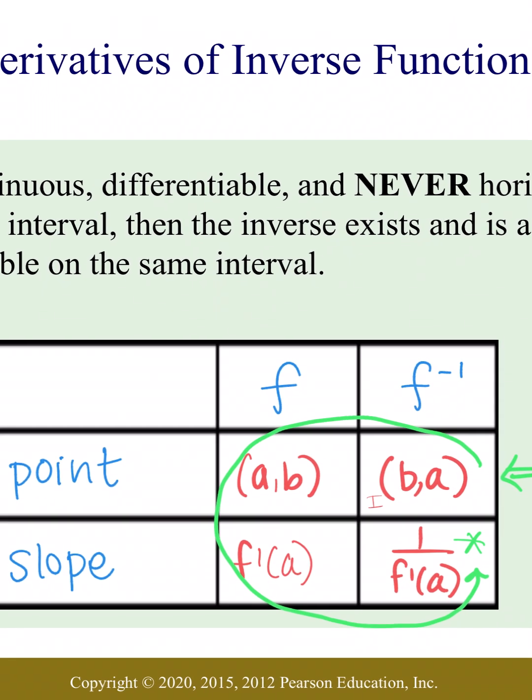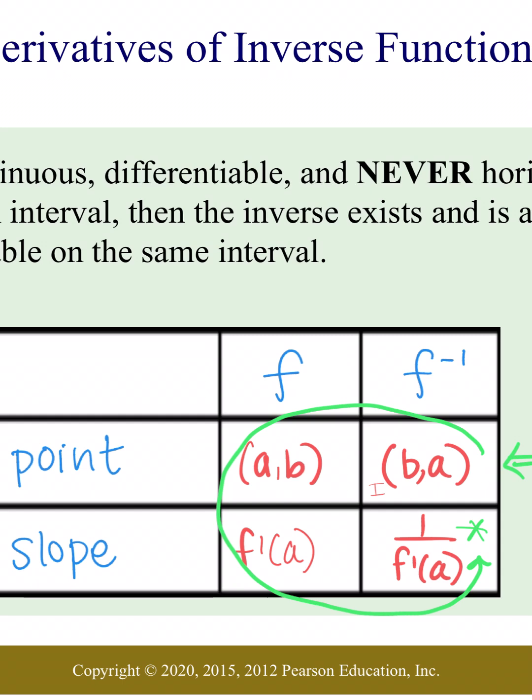By the way, here are a couple rules. Has to be continuous. Has to be differentiable. We already know it has to pass the VLT and the HLT. And the other rule is it can never be horizontal. Okay, it can never be horizontal because if it was horizontal, what would the slope be? 0. And if we were trying to find the inverse of that, what would the reciprocal of 0 be? It would be 1 over 0, which is a problem. So that's the only other reason. You can't have any horizontal pieces in what you're looking at.